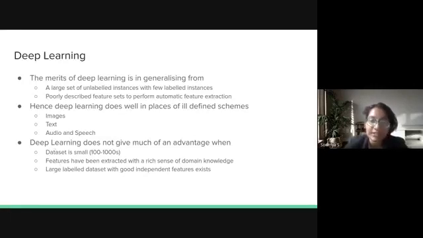However, deep learning does not give much of an advantage when the data set is small, say between 100 and thousands, and I have seen that in a lot of real world applications where we don't have much data. For example, in the biomedical field, or even text where the domain is very niche. Now, if your dataset already has features that have been extracted with a rich sense of domain knowledge, there is no point in using a general method such as deep learning. And if there is a large labeled dataset again with good features, it is better to go with machine learning methods than deep learning methods.